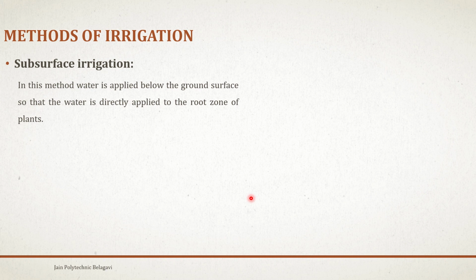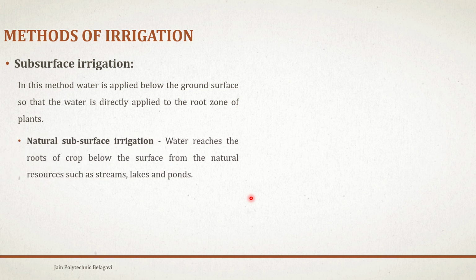Subsurface: in this method, water is applied below the ground surface so that the water is directly applied to the root zone of the plants. Usually in surface irrigation, we supply the water on the surface, and when it reaches the root, some of the water is evaporated or it might be percolated. Here the water will be supplied directly to the root zone.